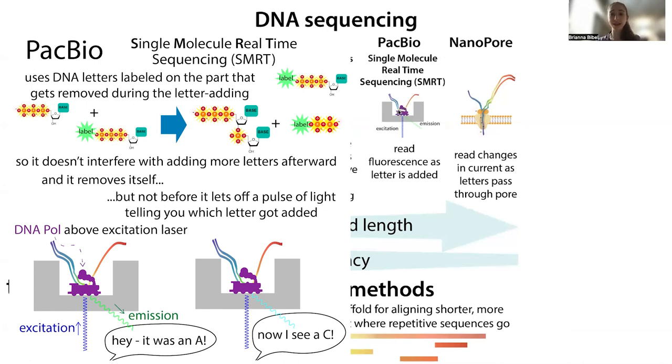This can be detected by trapping the polymerase reaction on top of a laser, and therefore you can detect which letter gets added. Once it gets added, you get that pulse and that release, and now you can add another letter, get another pulse, another release, and so you're able to measure the making of the DNA copy.